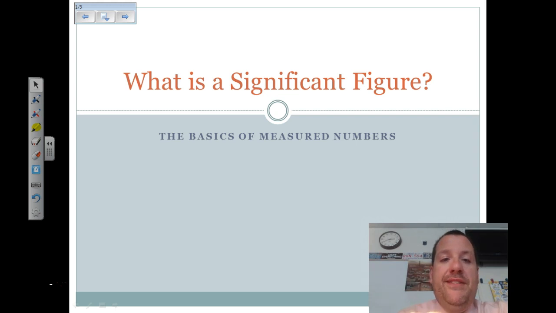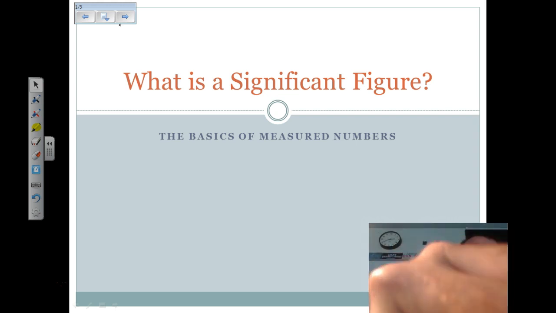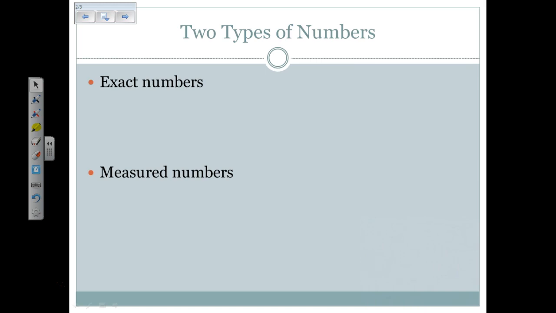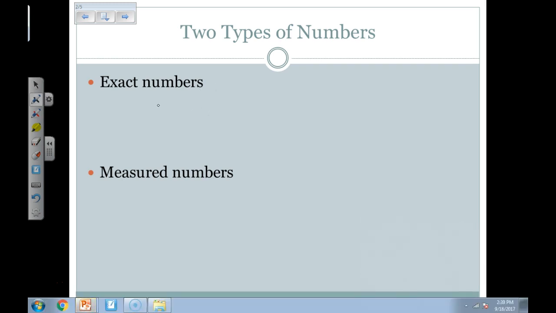So before we talk about significant or not significant, let's spend a little bit of time talking about the two different types of numbers. There are two different types of numbers that we deal with when measuring things in science. There are exact numbers, and then there are measured numbers. Exact numbers are things like when you count something. So if I go around and I count how many people are in a class, that'll be like 1, 2, 3, 4. Any exact number has an infinite number of significant figures.